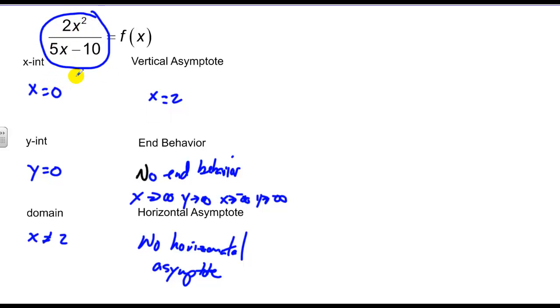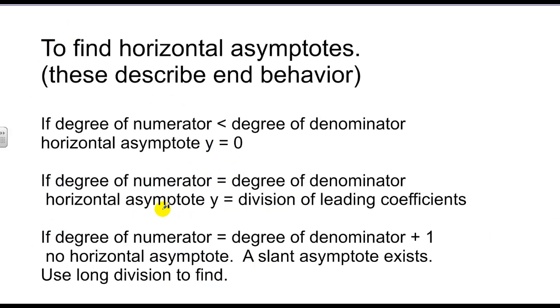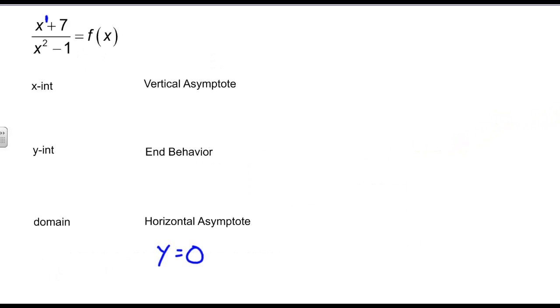So there are some rules for horizontal asymptotes. Here they are. If the degree of the numerator is less than the degree of the denominator, then the horizontal asymptote is going to be y equals 0. That was very much like this guy right here. Degree of the numerator was less than the degree of the denominator, horizontal asymptote y equals 0.